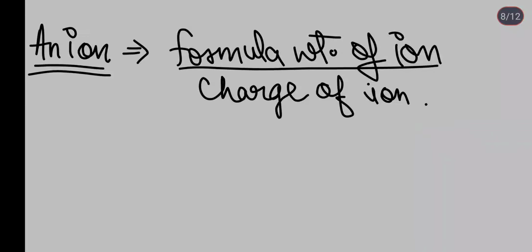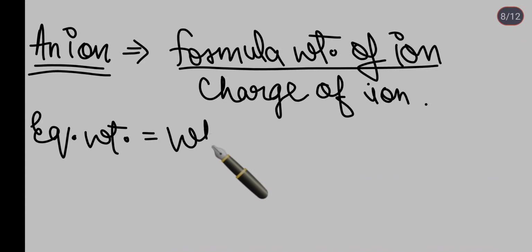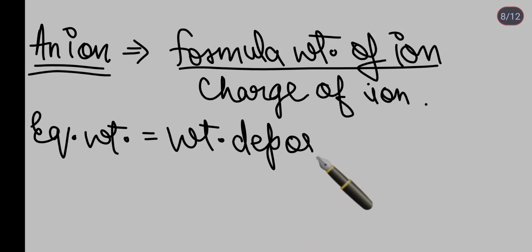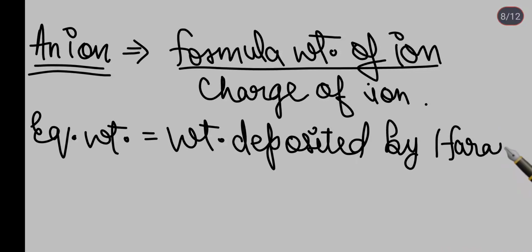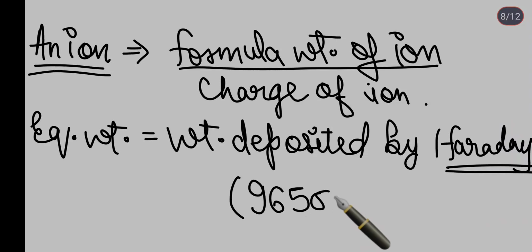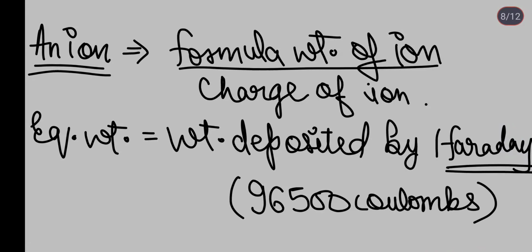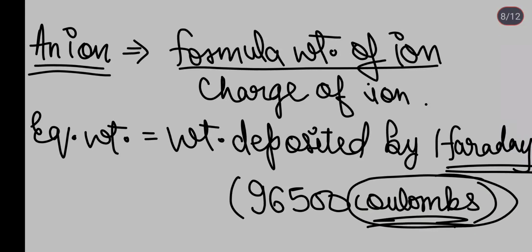Then you have the equivalent weight, which is equal to the weight deposited by 1 Faraday, which is 96,500 coulombs. So this is the unit that you need to remember with 1 Faraday.